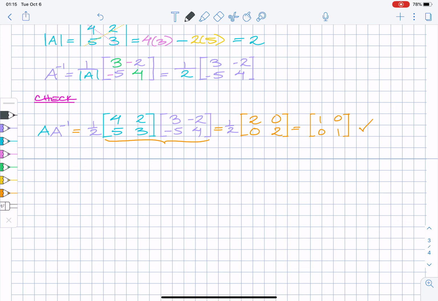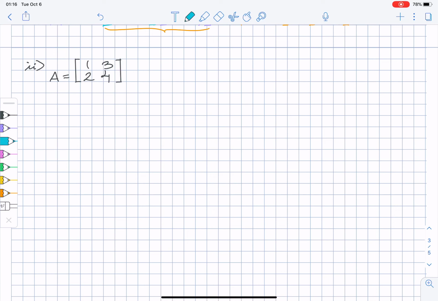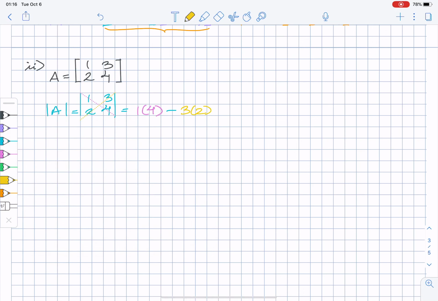Okay, so number 2. Let's say we have that A is equal to 1, 2, 3, 4. Okay, so I claim that the determinant of A, which has straight up and down lines, is going to be the product of the main diagonal, which is 1 times 4, minus the product of the alternate diagonal, which is going to be 3 times 2. So 4 minus 6 is -2.